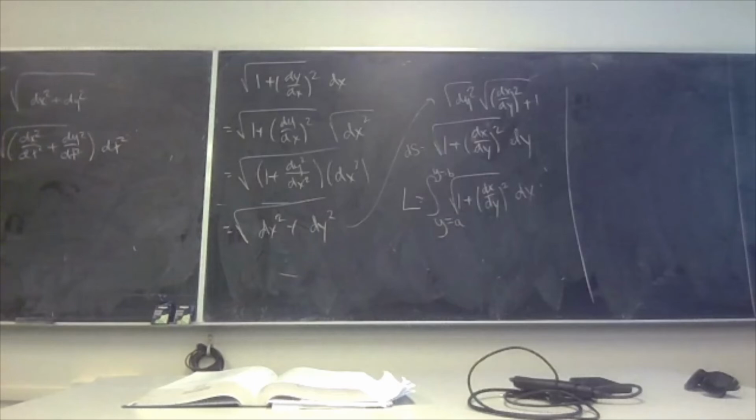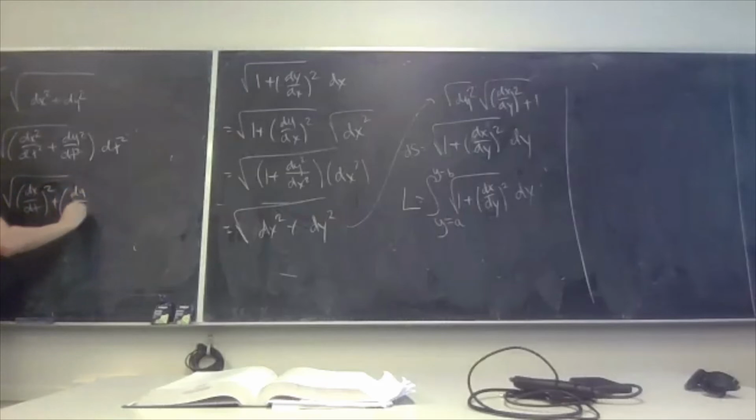And what happens? Well, you get the square root of (dx/dt) squared plus (dy/dt) squared, and then the square root of dt squared is just dt. So there you go. There's parametric ds.